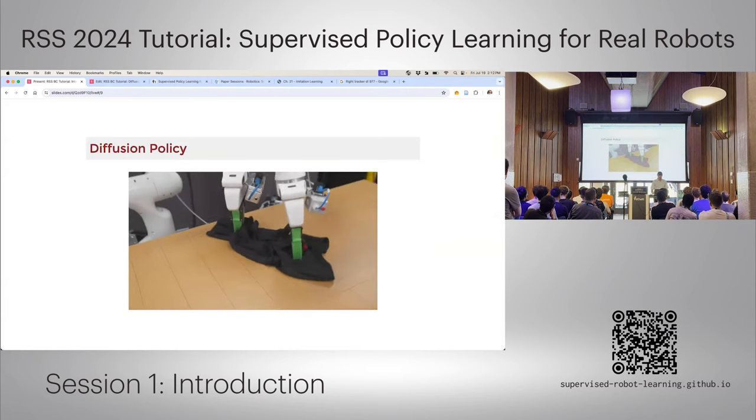All right. And with that, we have talked a little bit more about how VQ-BeT, the Behavior Transformer, works. And now I'm going to be passing it on to Russ to talk a little bit more about diffusion policy. Thank you.